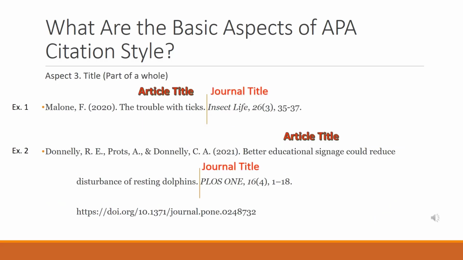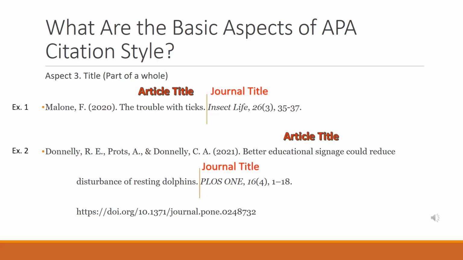When dealing with an article from a journal, titles will take on a different look according to page 291 of the APA manual. Namely, that the title of the journal article will not be in italics. Note examples 1 and 2 on the slide.